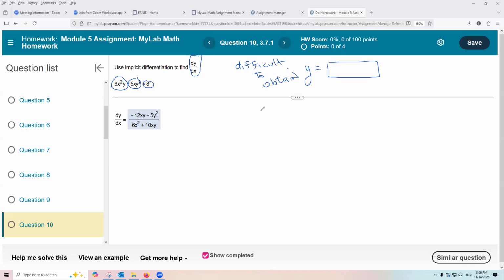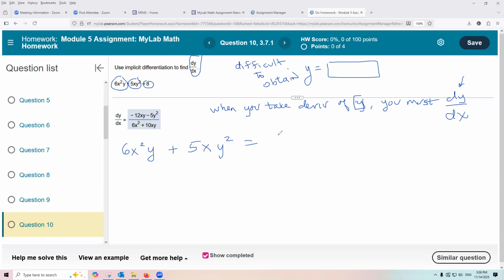Now, one thing you're going to have to be careful about is when you take the derivative of a y expression, you must include dy/dx due to the chain rule. Because remember, y is a function of x, so dy/dx is needed to reflect the chain rule. All right, so let's write down this equation they're giving us.